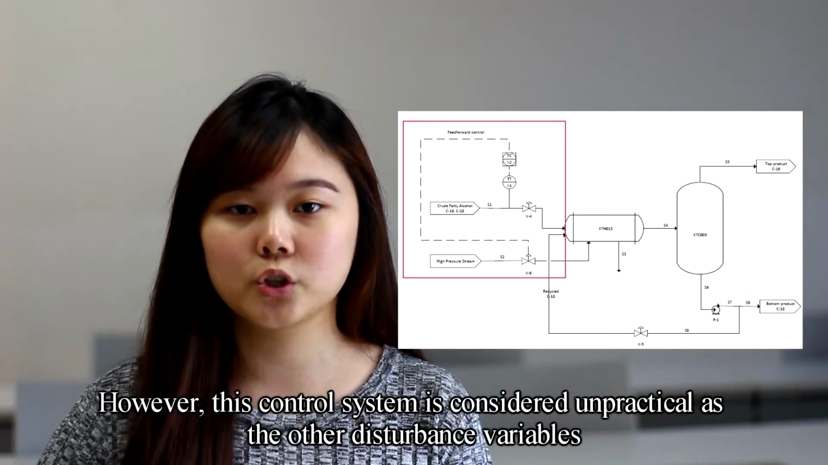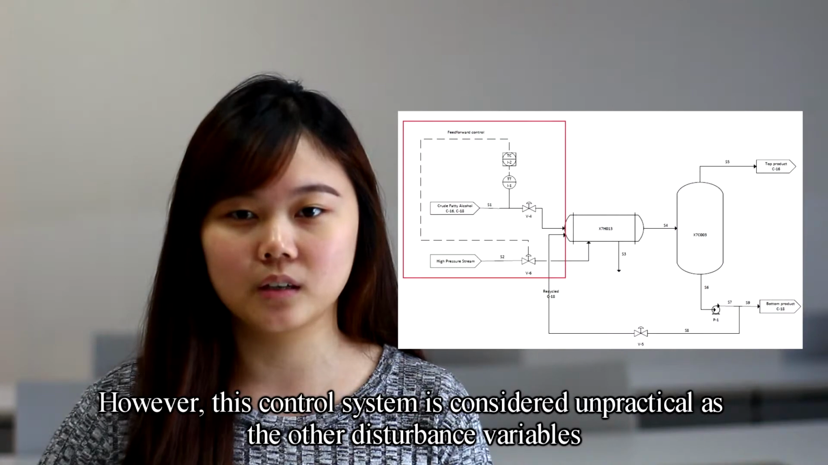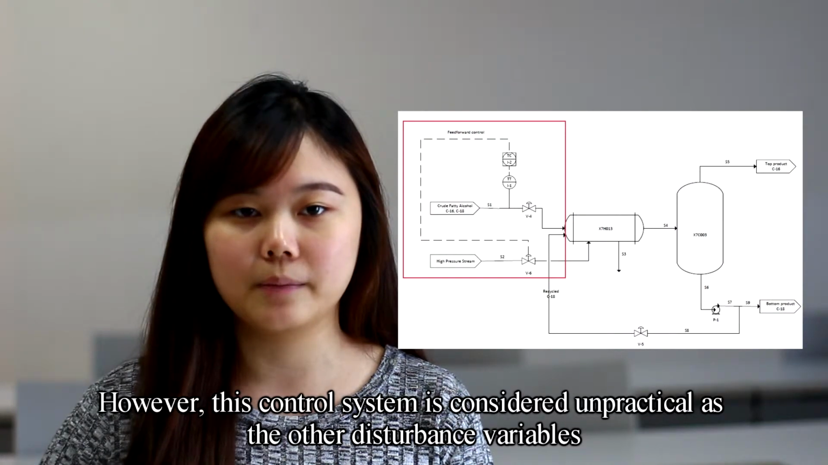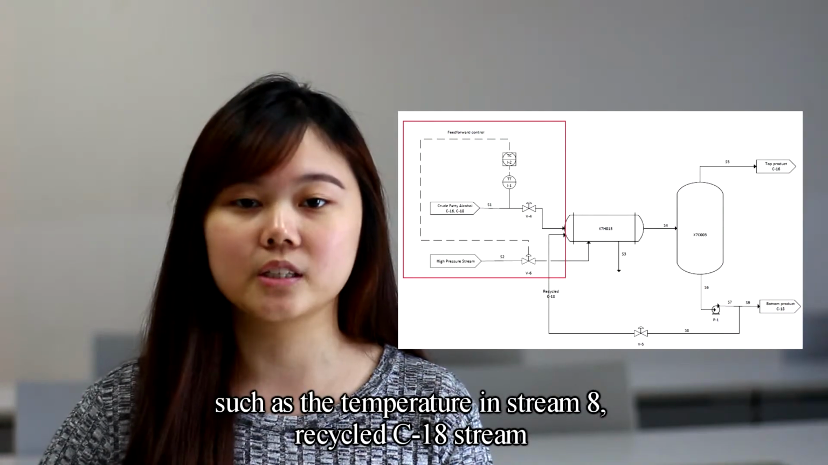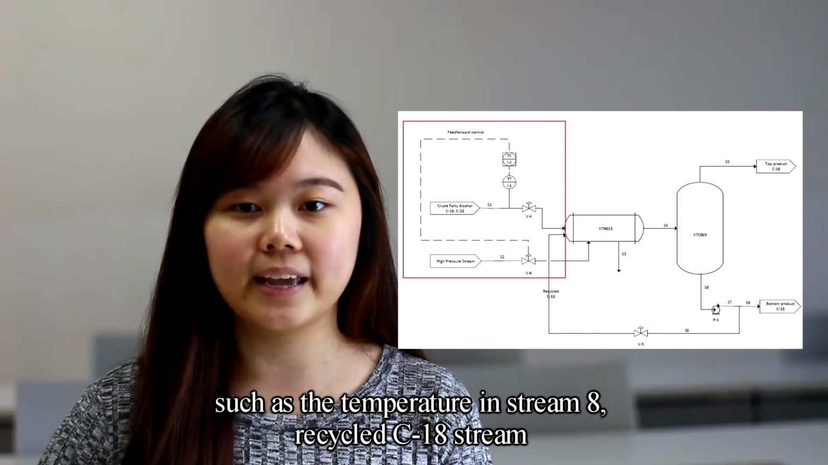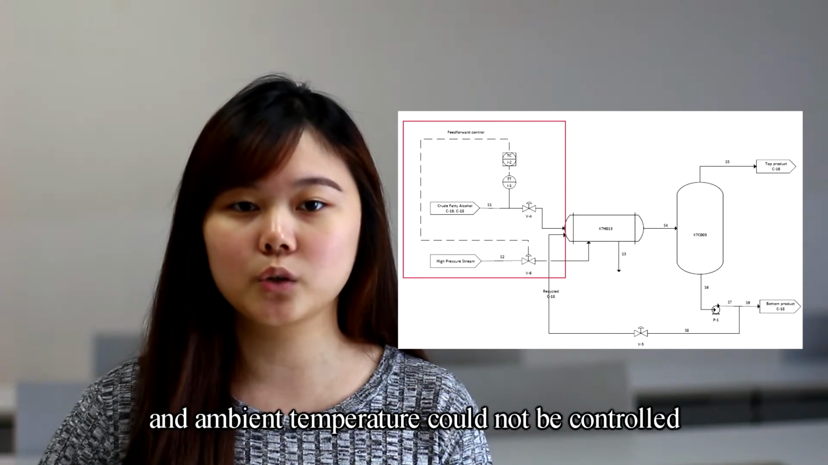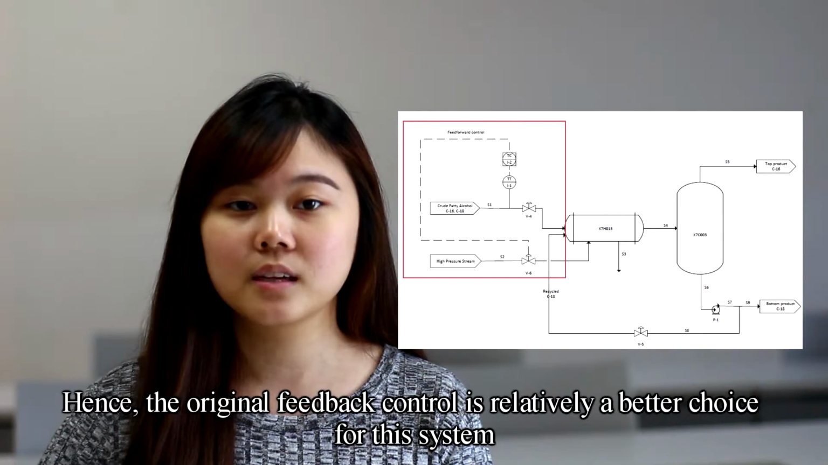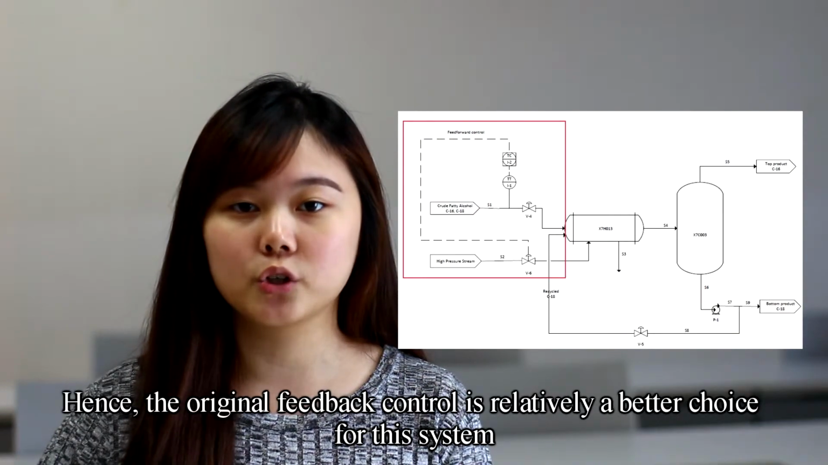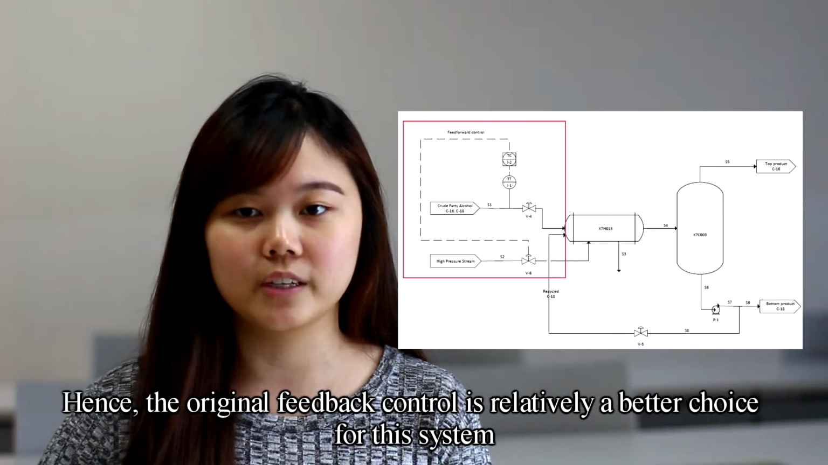However, this control system is considered impractical as the other disturbance variables, such as the temperature in stream A, recycled C18 stream, and ambient temperature, could not be controlled. Hence, the original feedback control is relatively a better choice for this system.